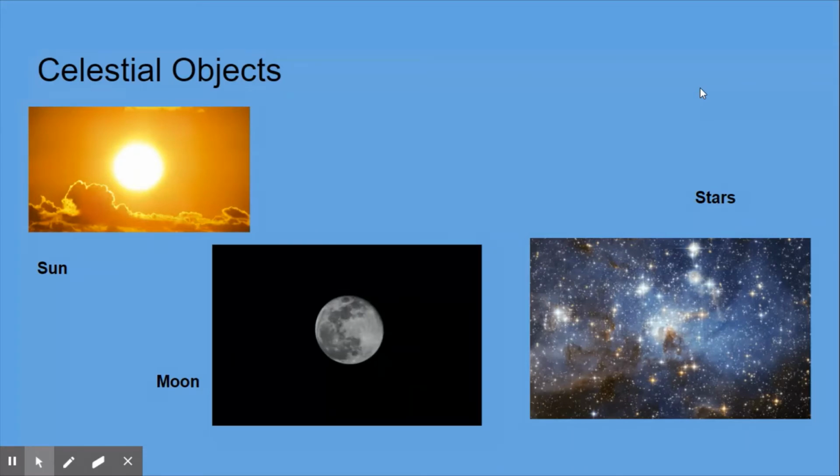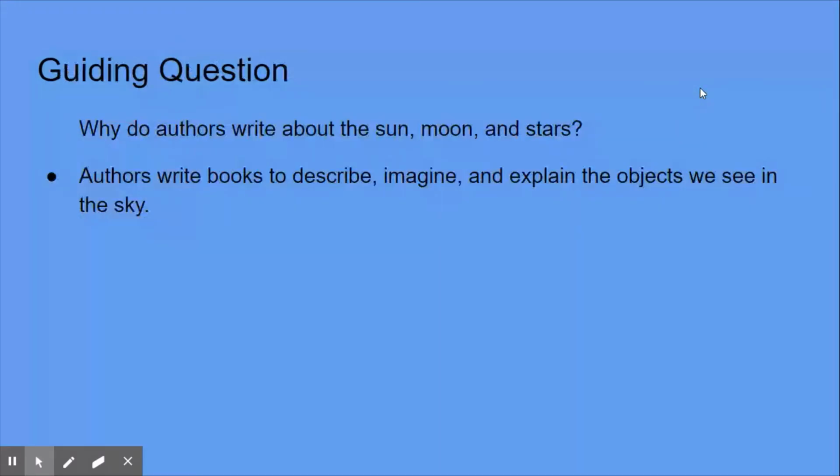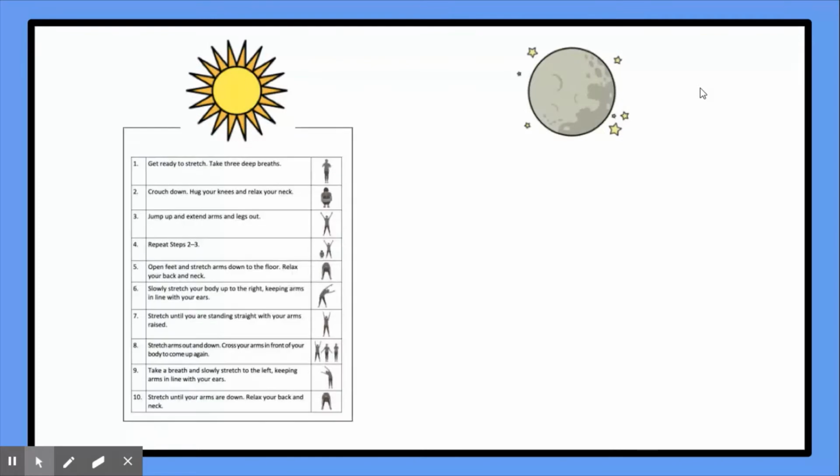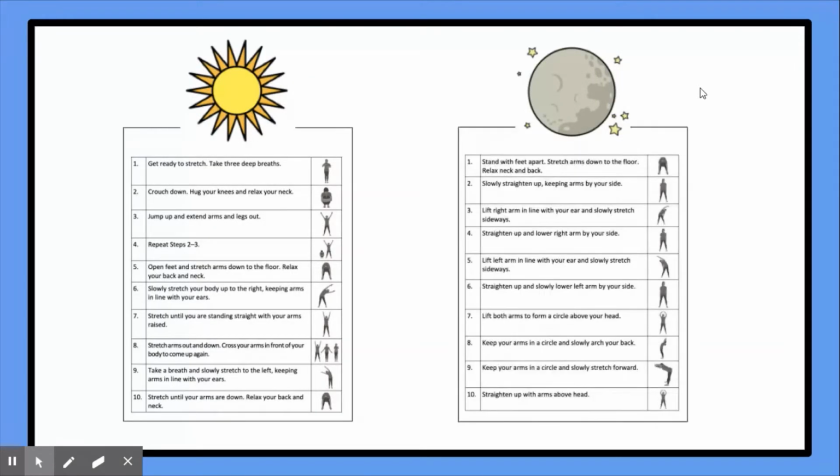In the first part of the unit, students explored the unit question, why do authors write about the sun, moon, and stars? To help students answer this question, they looked at pictures, videos, and listened to a song. Students also learned about celestial objects through dance and read-alouds.